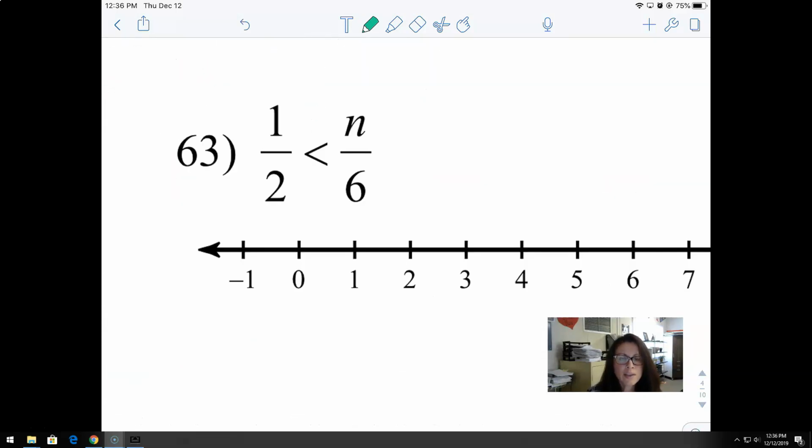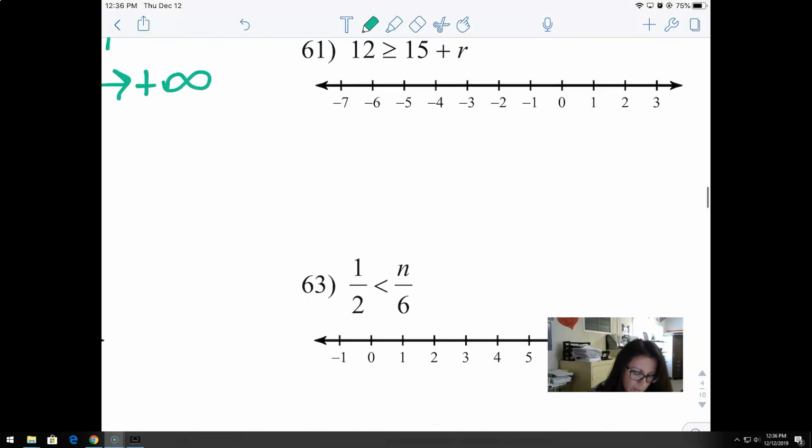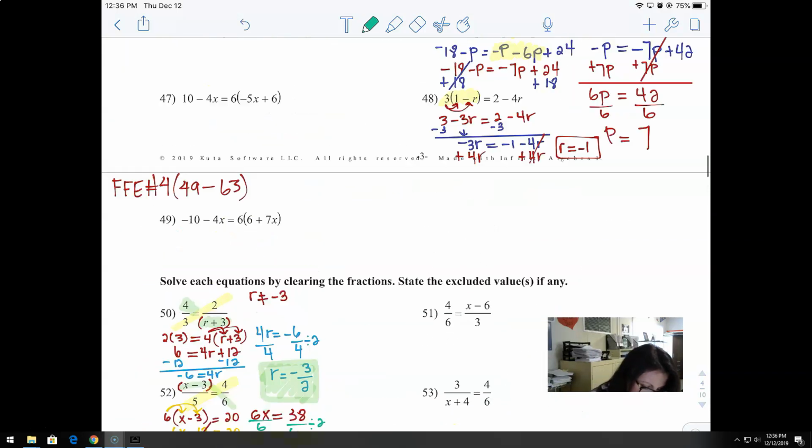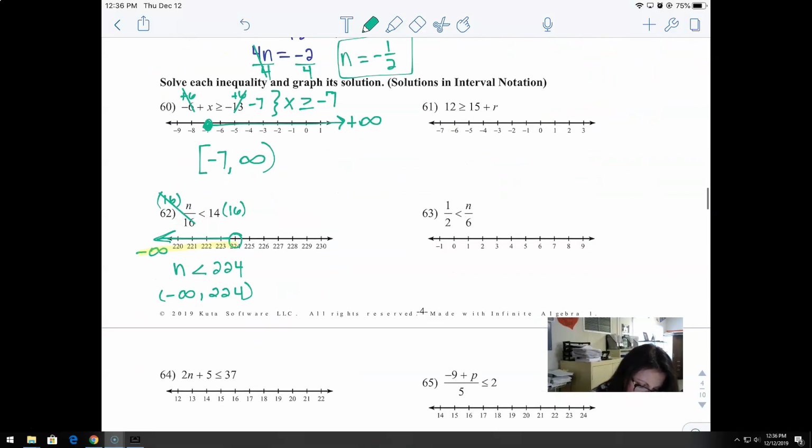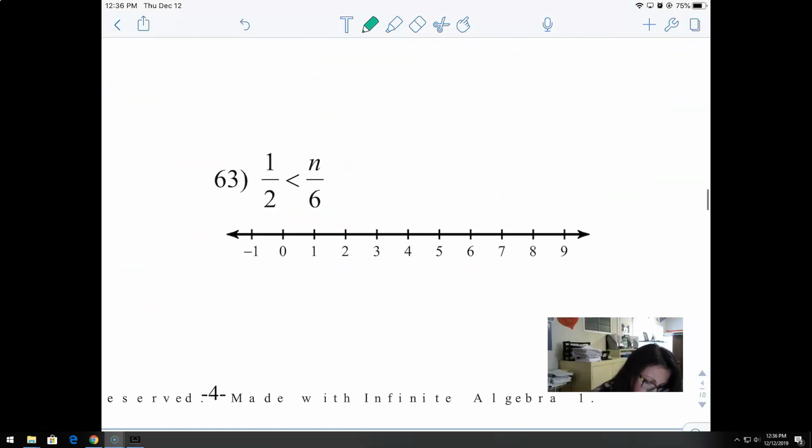All right, so let's go ahead and we'll do 63 and call it a day with video number, what is this? This is going to be video number 4. All right, so looking here, I'm going to go ahead and clear the fraction by multiplying by the LCM. The LCM in this case is 6. So I'm going to multiply this side by 6 and this side by 6.